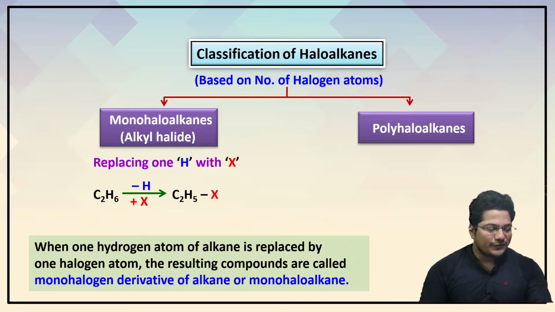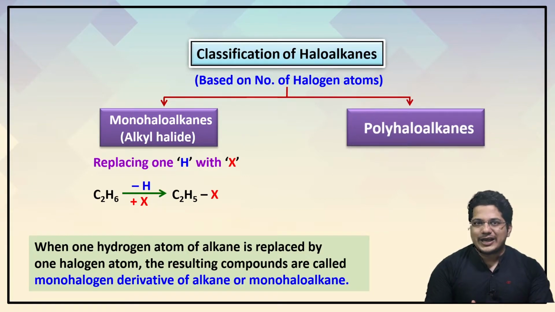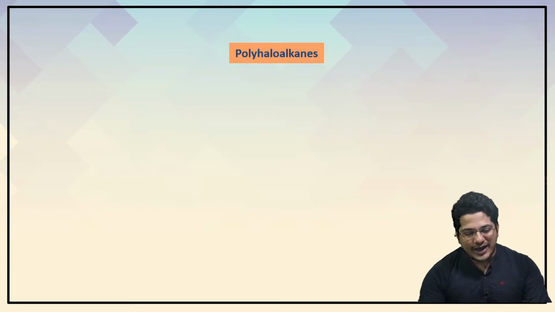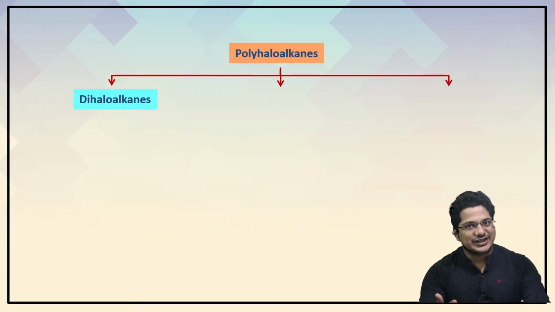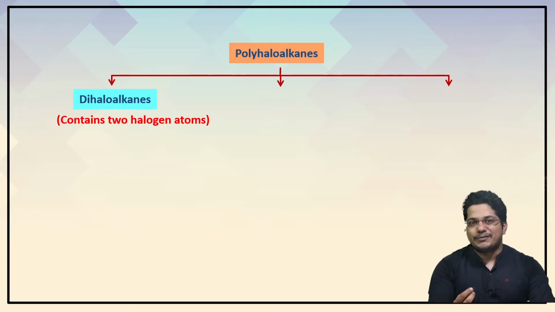So moving on further, you can understand one more thing. What are polyhaloalkanes? Let's see. Polyhaloalkanes can be further classified into dihaloalkanes, trihaloalkanes and tetrahaloalkanes. Dihalo, as the name suggests, contains two halogen atoms. So let's start off with the example. Okay, let's suppose I give you two examples. First one are these two compounds over here.